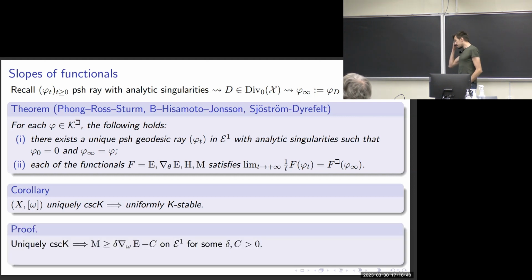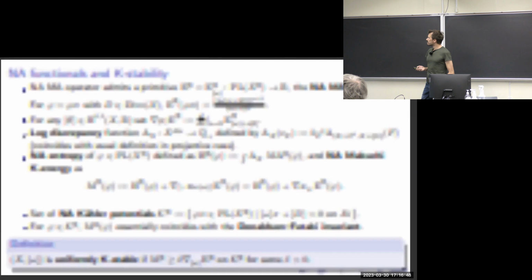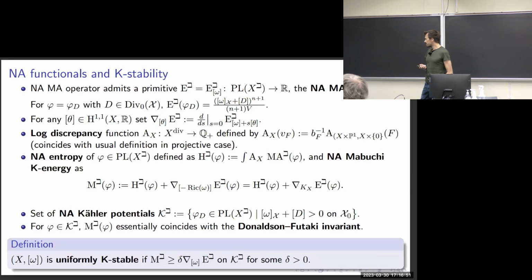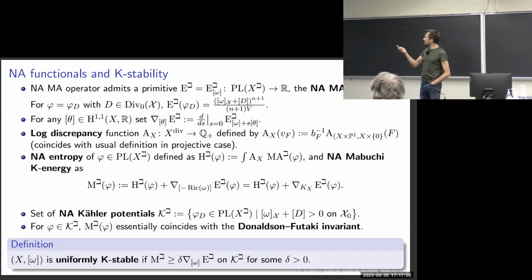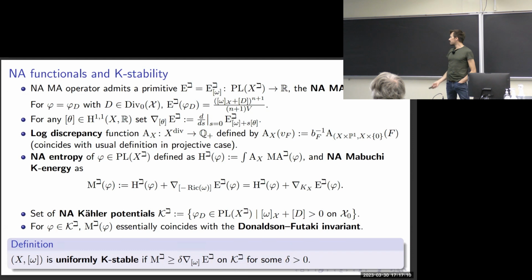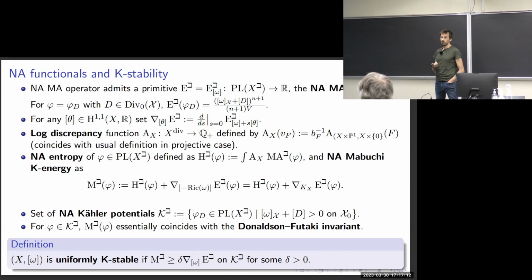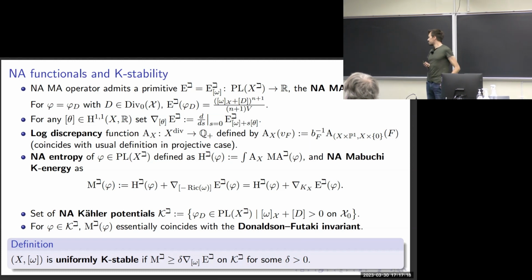And the proof of that at this point is quite... I'm sorry? I did, yeah. But I can show it again if you want. It's the last thing here. So K-stability means that this non-Archimedean K energy is coercive. It means that the non-Archimedean Mabuchi K energy, M^NA, satisfies this inequality here on non-Archimedean Kähler potentials, but that you can think of as coercivity of this functional. The very last one, yeah.